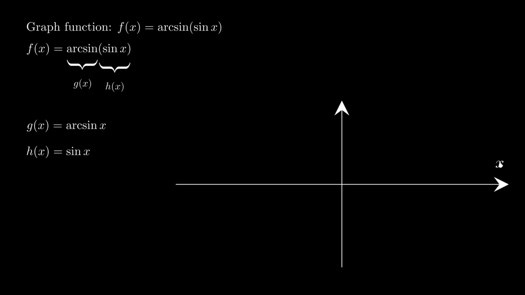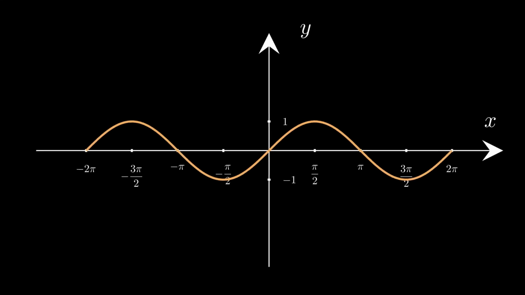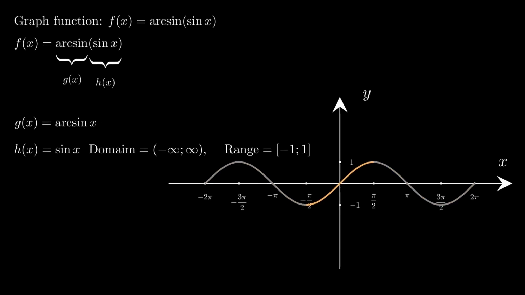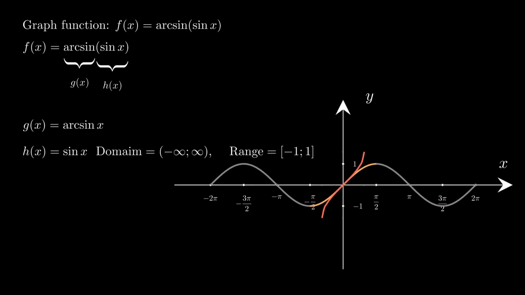Here we are dealing with a composite function, which consists of an outer function, the arcsin, and an inner function, the sin. Let's draw both of these functions on the side. I'll start with the sin, and at the same time I will write its domain and range. The arcsin is the inverse function of the sin, so to draw it, we need to focus on the sin segment in the interval from minus pi divided by 2 to pi divided by 2.